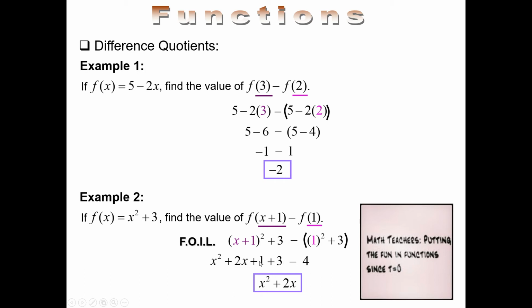Okay, and that's common for that to happen, especially when we're doing the difference quotient, which is something you'll see. I think it's coming up here. The constants at the end cancel each other out, as long as it's set up in a certain way, like it is here. So it's f of x plus 1 and this f of 1.